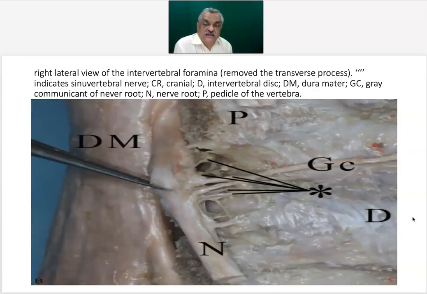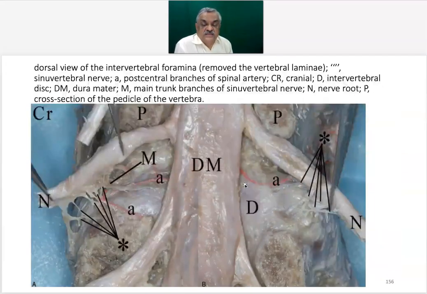Further, we have a right lateral view of the intervertebral foramen. We have removed the transverse process, and it shows the sinuvertebral nerve. This is the cranial part, this is the disc, this is the gray rami communicans. The pedicle is here going back like this, and we have the dura, we have the nerve, the sinuvertebral nerves. Then we see it in the coronal plane, dorsal view of the foramen, where we have removed the laminae. This is the pedicle, this is the pedicle.